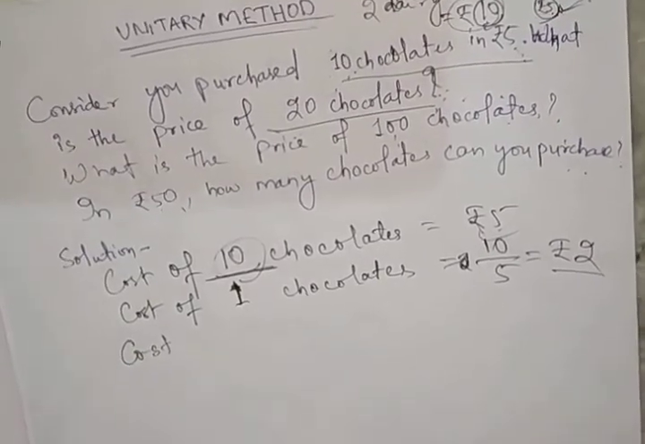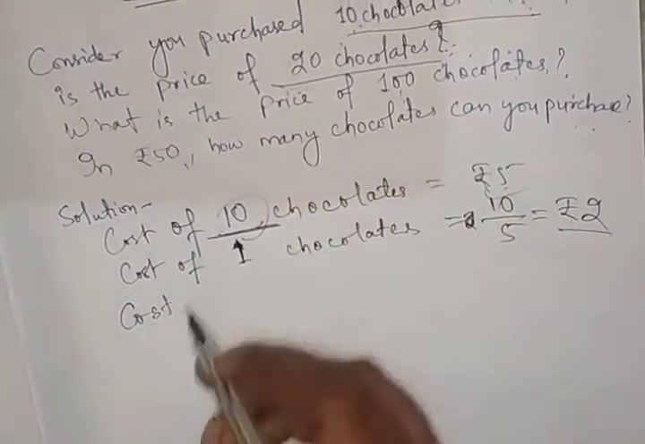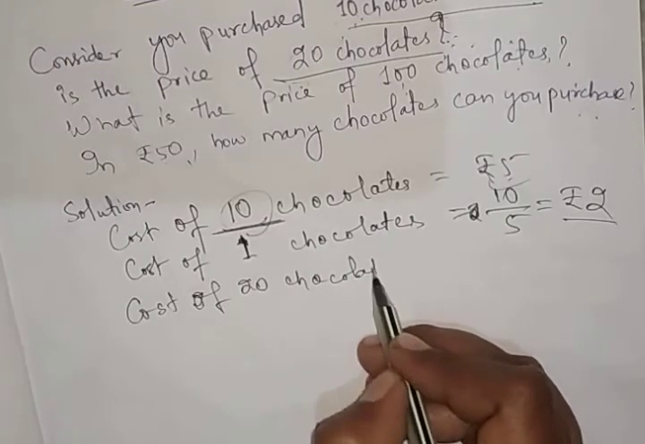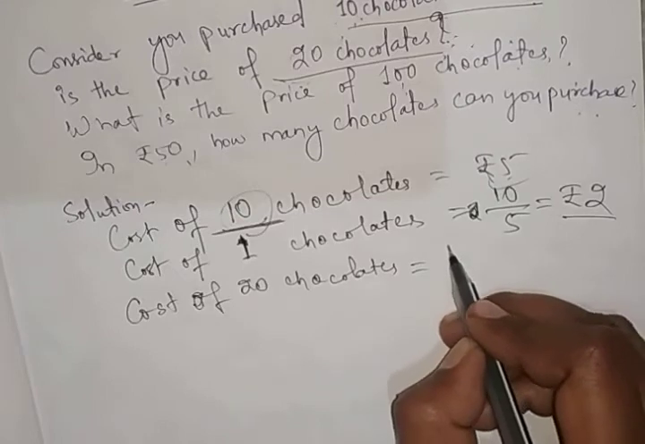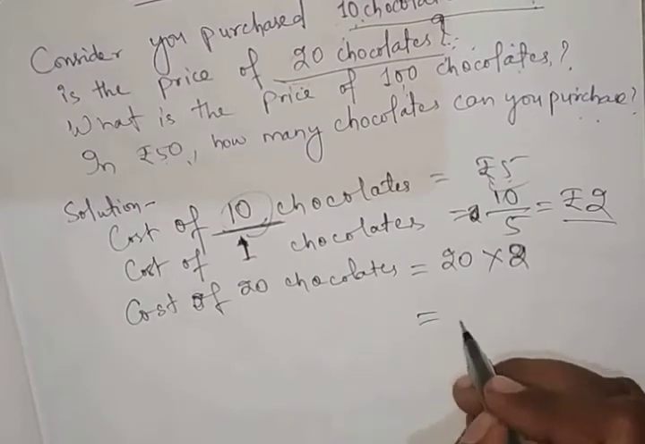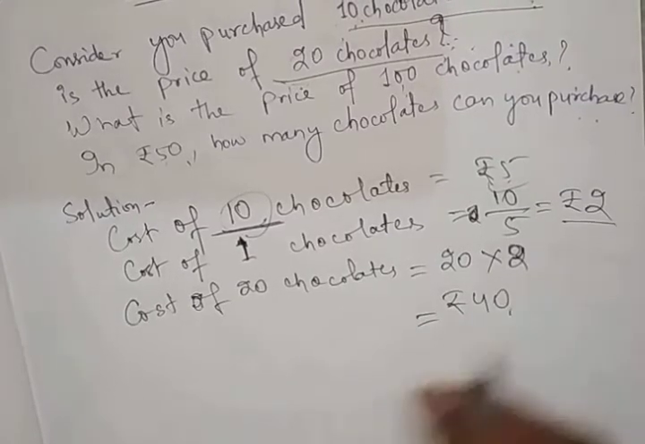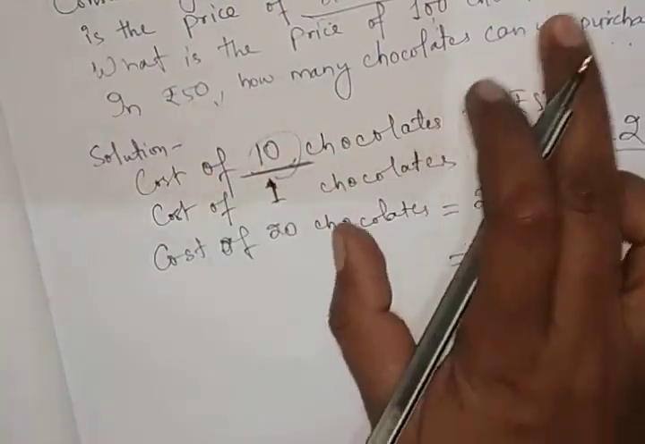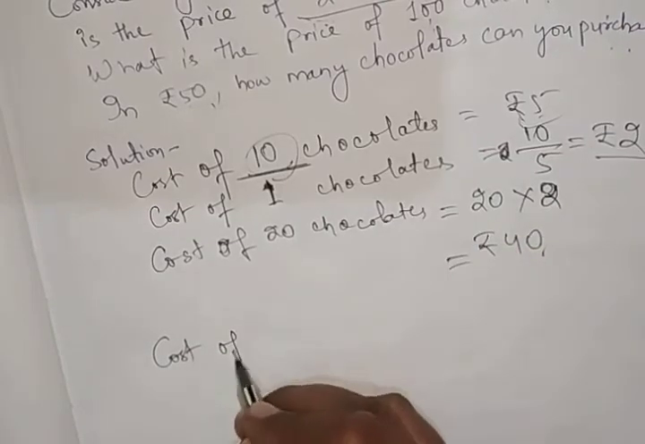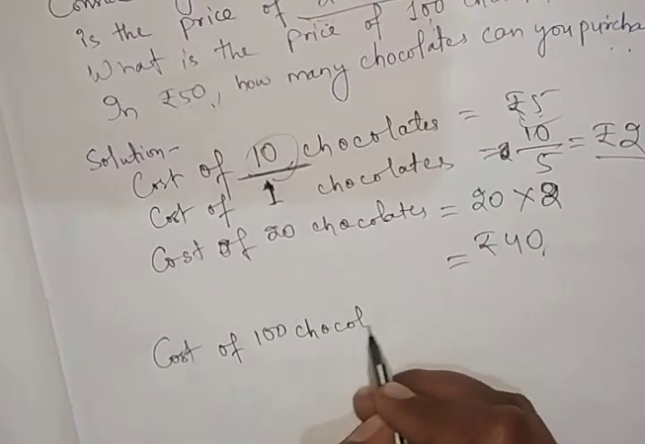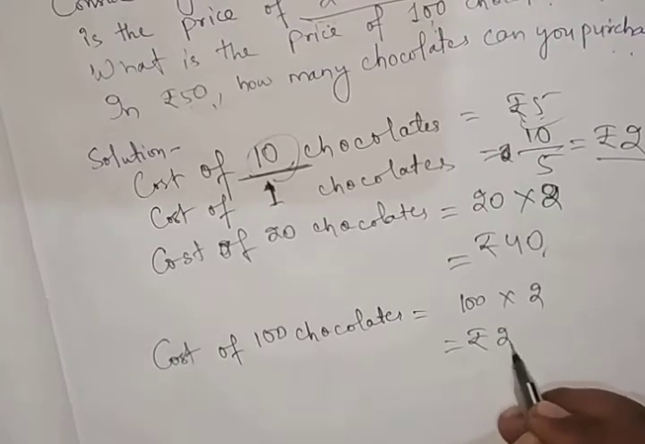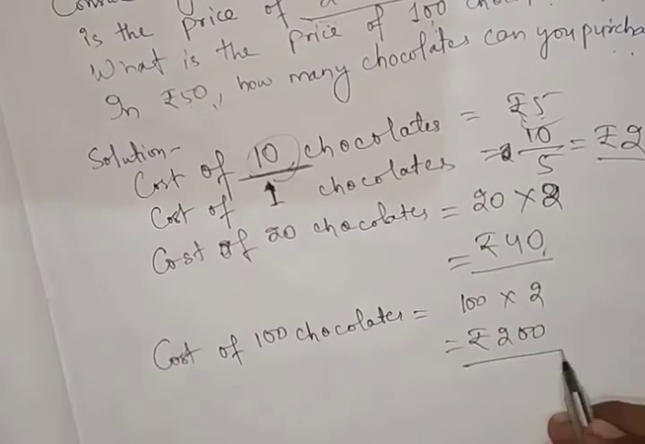Now you will easily find out cost of 20 chocolates. Cost of 20 chocolates equal to how much? That is 20 into the cost of 1 chocolate, okay, it is how much? Rupees 40. Okay, next what is the price of 100 chocolates? The same thing, you are knowing the cost of 1 chocolate, so you can write that cost of 100 chocolates equal to 100 into the cost of 1 chocolate. So at last you will put the unit.